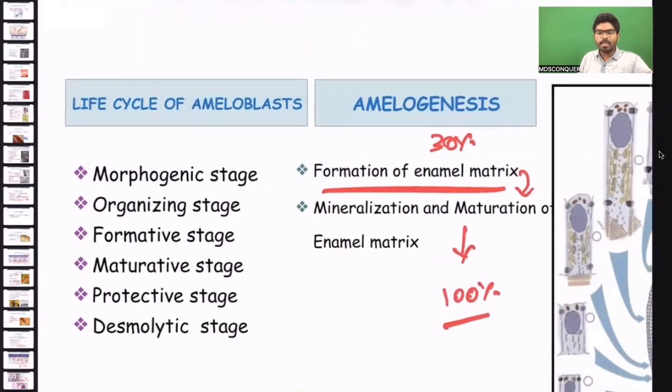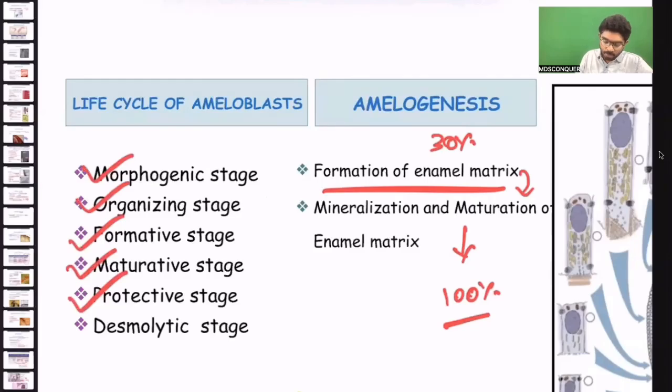And how many stages are there in the life cycle of an ameloblast? You are going to have 6 stages. They are morphogenic, organizing, formative, maturative, protective, and desmolytic. They can ask you 2 important questions which are very frequently repeated. One is, can you tell me which is formed first? Enamel is formed first or dentin is formed first? Yes, right. Dentin is formed first, and followed by dentin, you are going to have enamel.